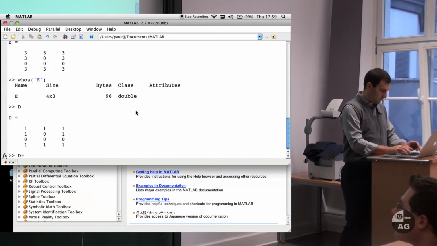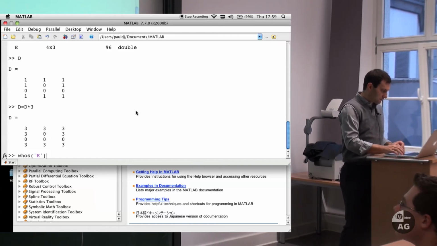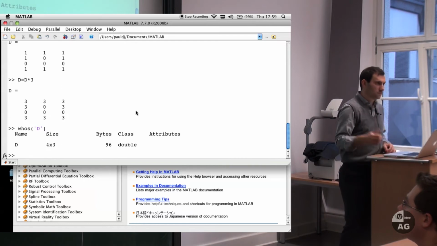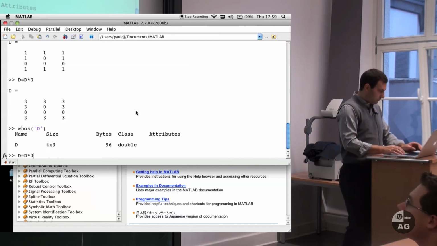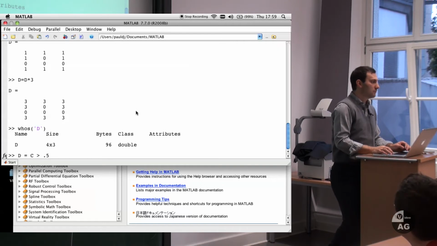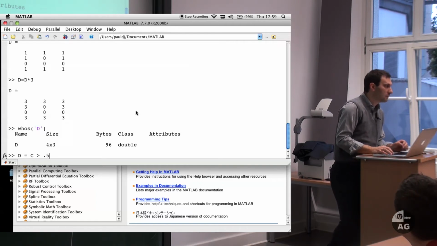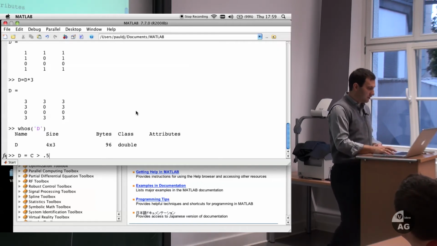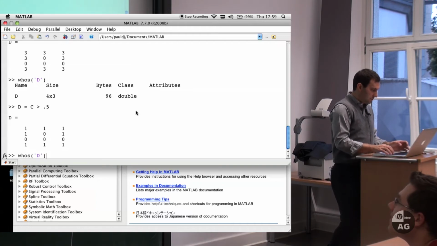Oh, now you're going to kill my logic. So what should be under attributes, if any? I have no idea. Sorry. Okay.